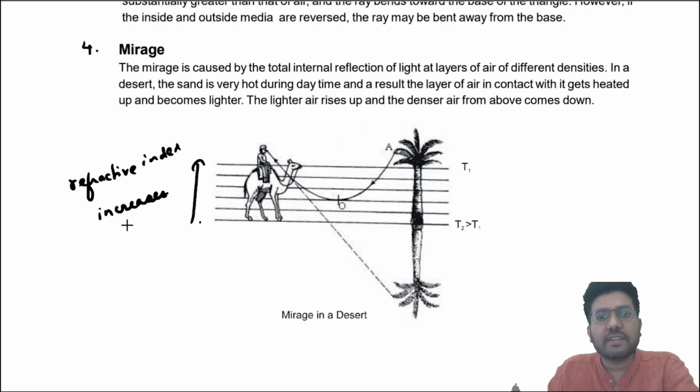So the refractive index increases. Okay, more dense air here compared to here near the surface. Okay, so what happens due to this?